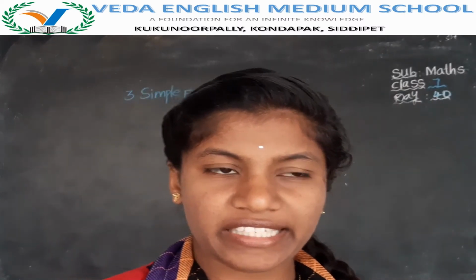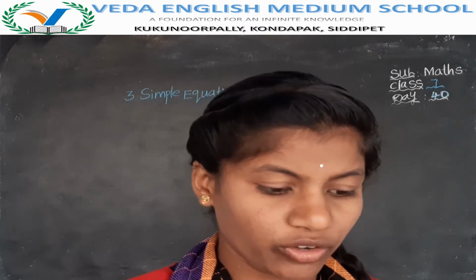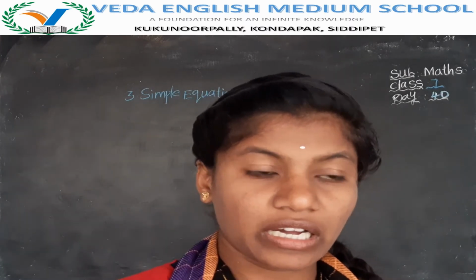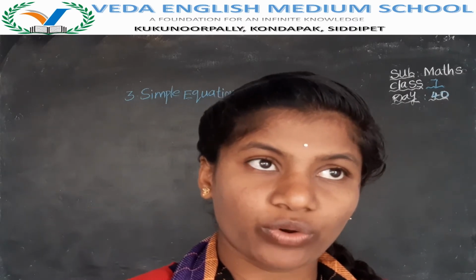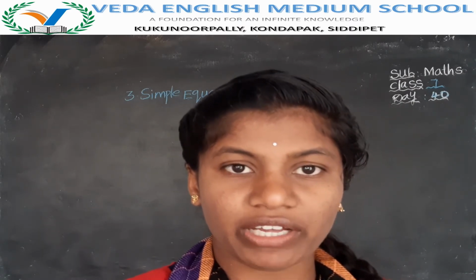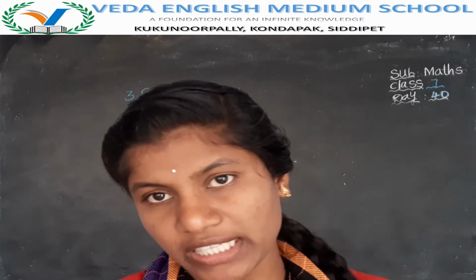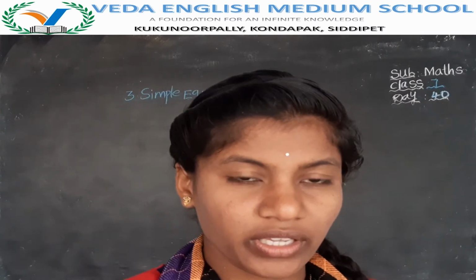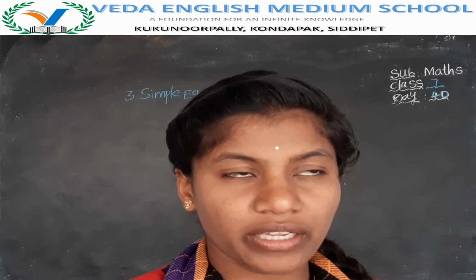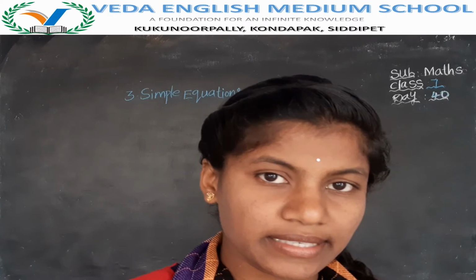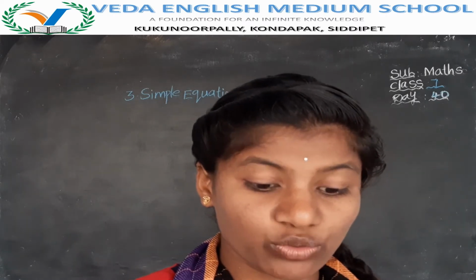Now we are learning the third chapter, as the second chapter has been completed. The third chapter is about simple equations. Already in our previous classes we have learned what a simple equation is and why we use simple equations. We have learned what LHS and RHS are, and based on that, we have completed exercise 1.